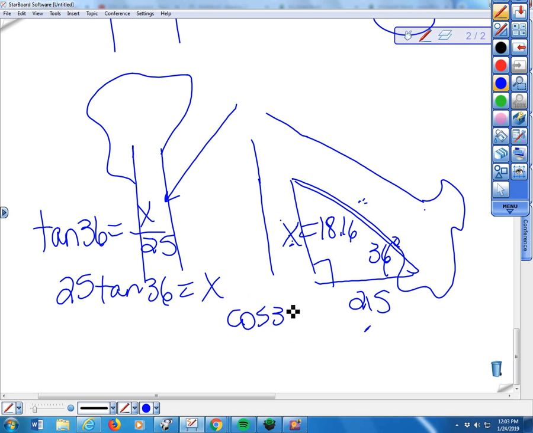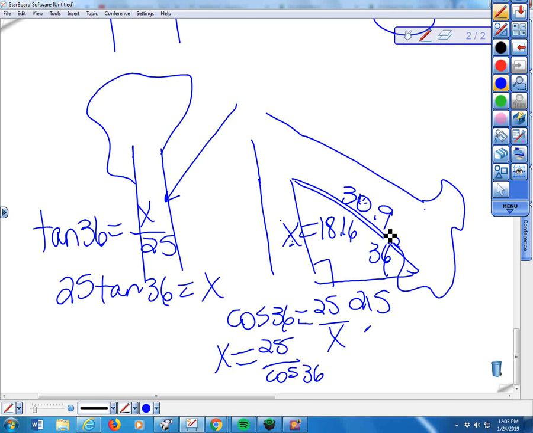Cosine 36 equals adjacent over hypotenuse. Now I've got to multiply both by x and then divide both by cosine 36. So x equals 25 divided by cosine 36. 25 divided by cosine 36 is 30.9. Just add those together. 49 feet is how tall that tree was originally, before it broke. Okay?